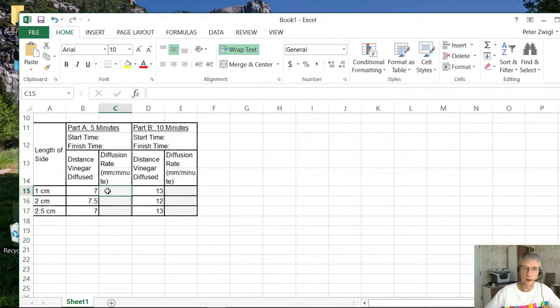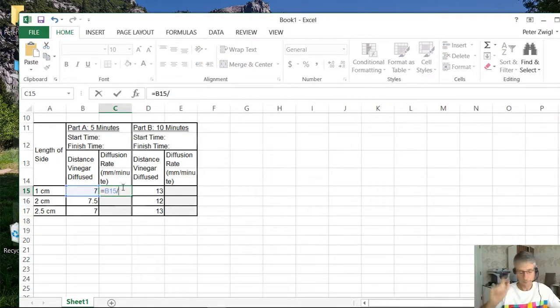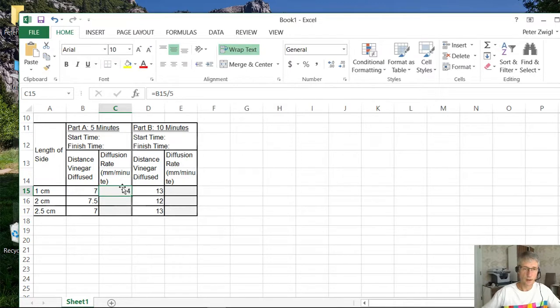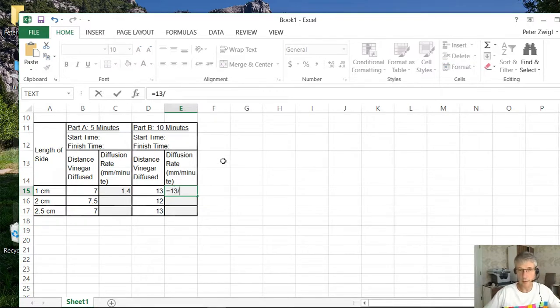Now we need to calculate the diffusion rate. Sounds like a scary word, but it means just how fast things went in millimeters per minute. So how many minutes did we put the agar into the vinegar? For 5 minutes. Therefore, we're going to say equals 7 divided by 5. And we're going to do equals 13 divided by, you always put the equal sign there, otherwise it's not an equation, 13 divided by how many minutes?